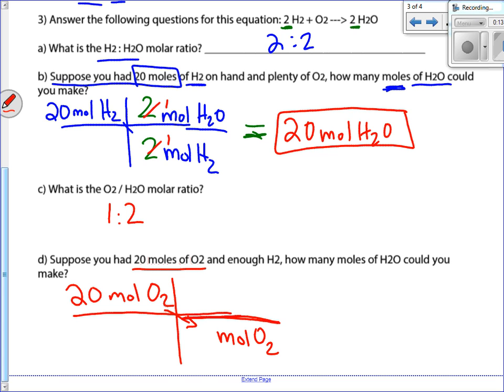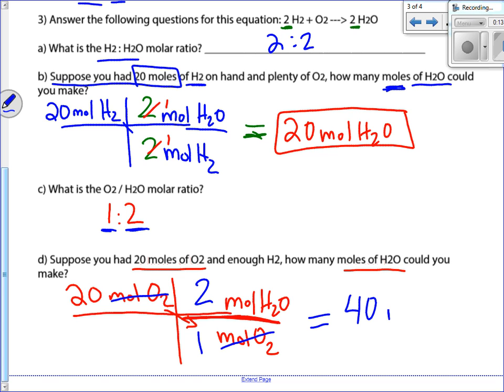And what do we want here? Moles of H2O, so that's what we're going to put here on the top. And we said we had 1 mole of O2 to every 2 moles of H2O. So the moles of O2 now cancel, and we end up with how many moles of water? 2 times 20 is 40, so 40 moles of water. Okay?